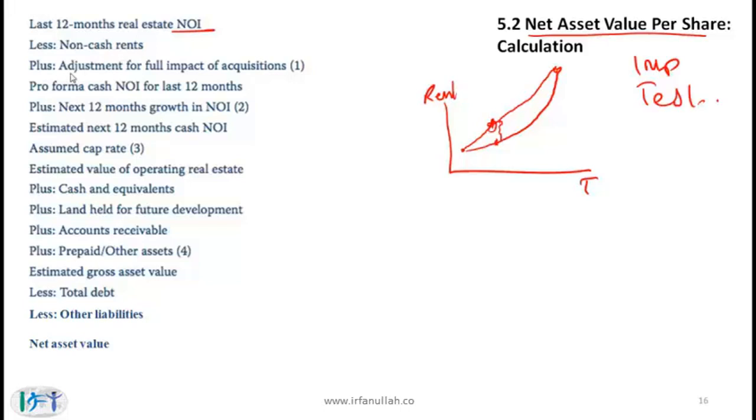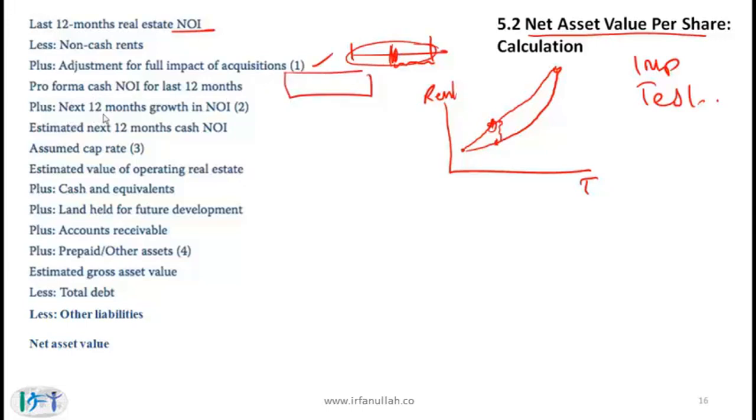Next, we make an adjustment for full impact of acquisitions. So if during a given year acquisitions are made midway through the year, then our rental income will only be the rental income for half the year. Since we want to estimate the full year's income, because this property that was acquired here now will be available to us in the future, so we make an adjustment so that the full impact of the acquisition is realized. After these two adjustments, we have the pro forma cash net operating income for 12 months.